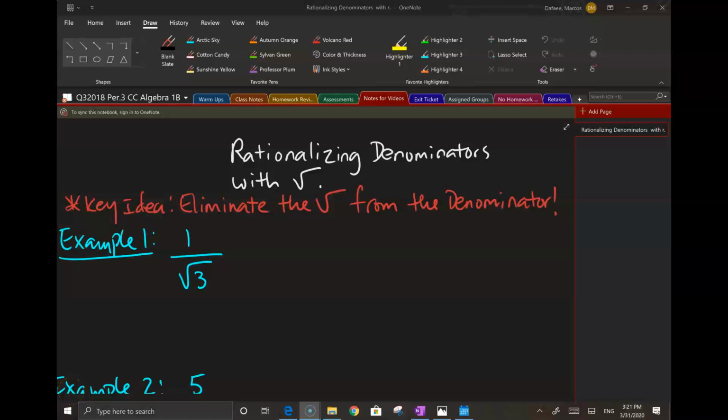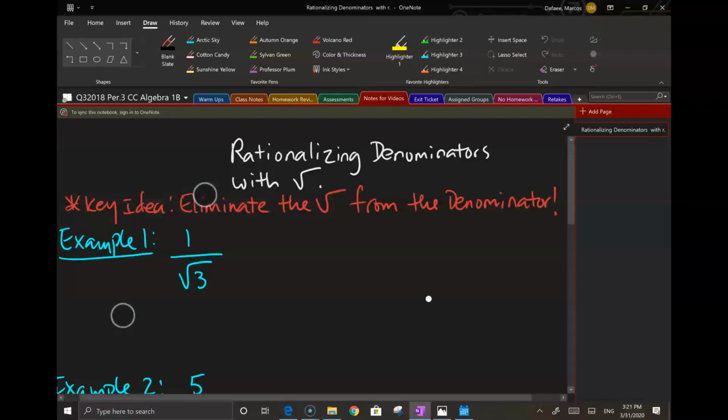Hey everybody, this is a quick video on how to rationalize denominators with a radical. So I have 4 examples here, and I'm going to kick it off with the first one being the easiest and the last one being the most challenging out of the set I have made. So let's begin. The key idea is to eliminate the radical from the denominator.